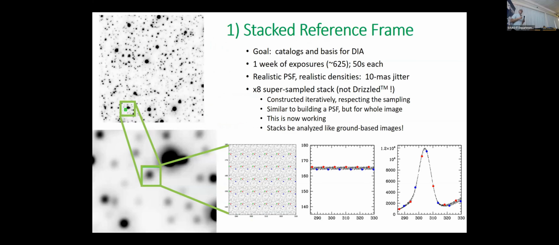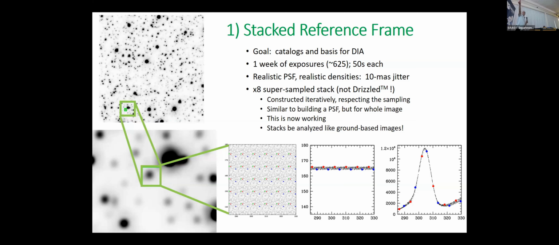So as far as the stacked reference frame, it turns out it's very similar to constructing a PSF. You just want to know, if I have a pixel that lands at this location in the scene, how much flux is it going to collect? And you can move your putative pixels all around and map out exactly what the scene looks like. So here's a stack of the scene.